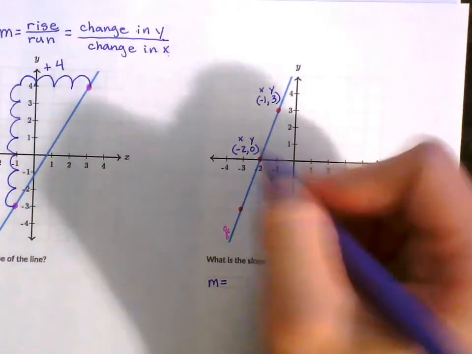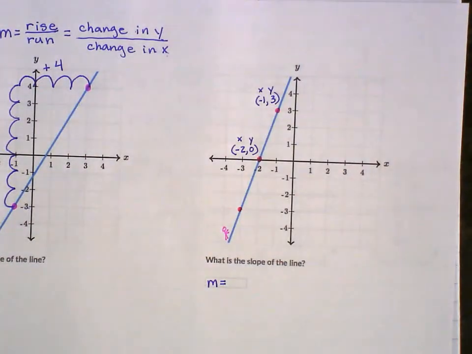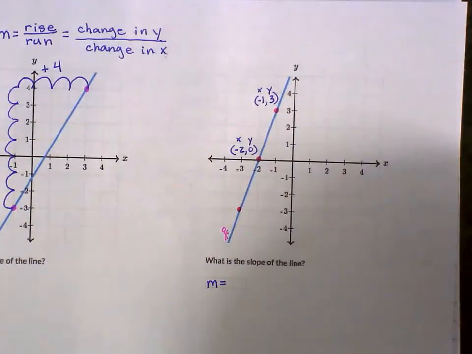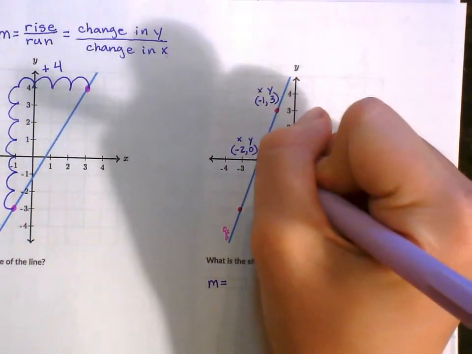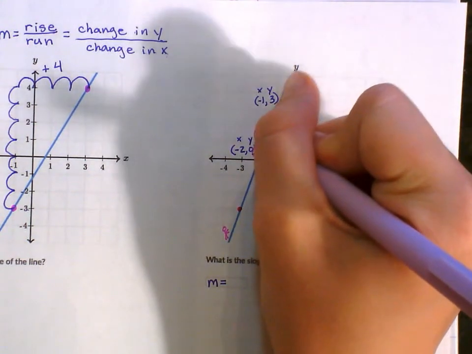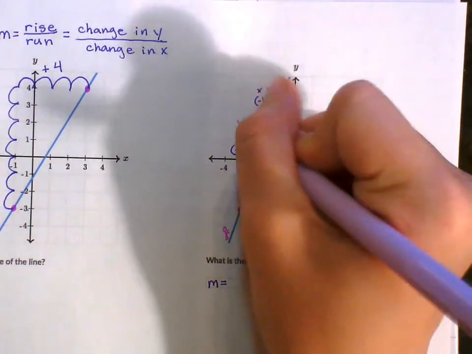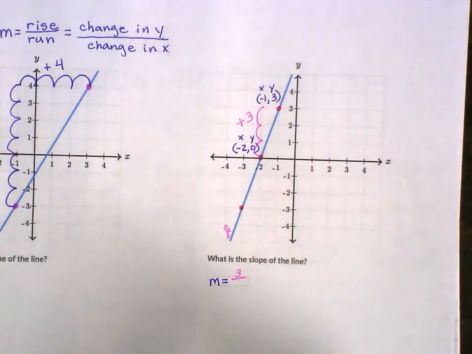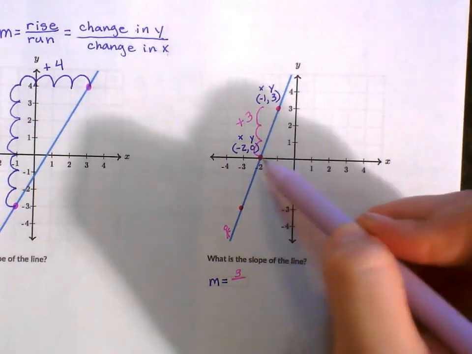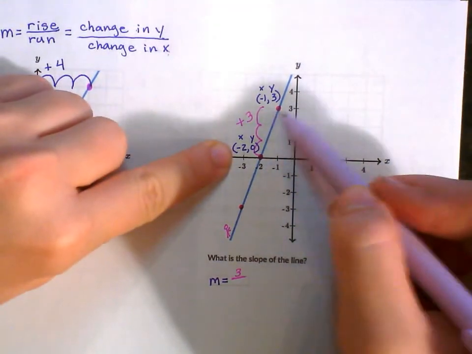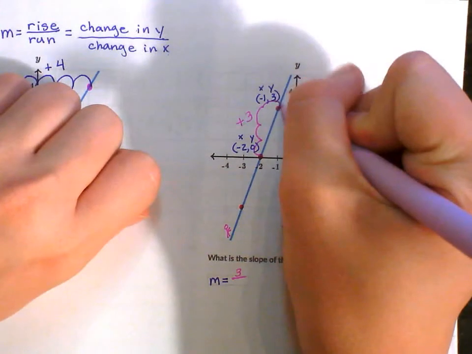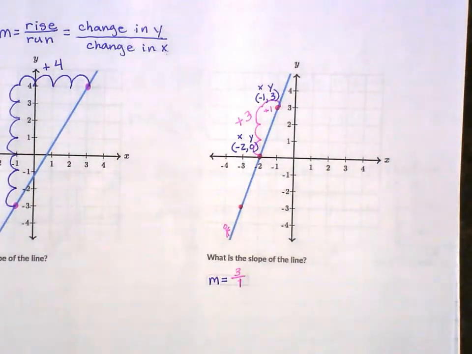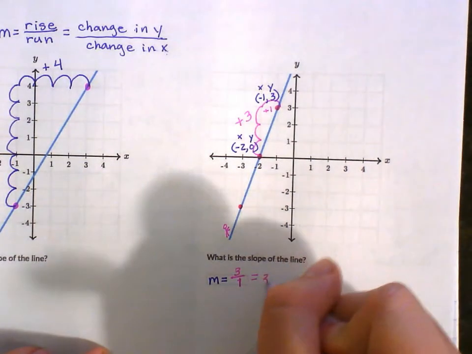So how much does the y change if we're going from 0 to 3? It's increasing by 3. So let's check it. Let's go up. So we're rising. We're going up 1, 2, 3. So we went up 3. Okay, now run. We're running from x of -2 to -1. We're running right 1, plus 1. So the slope is 3 over 1, or 3. Either one is fine.